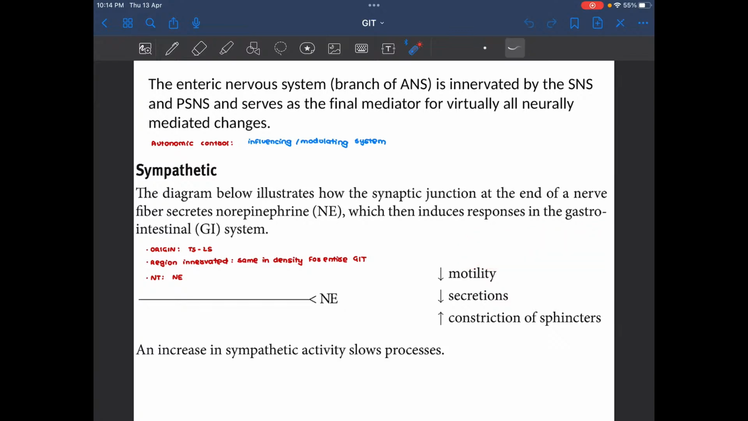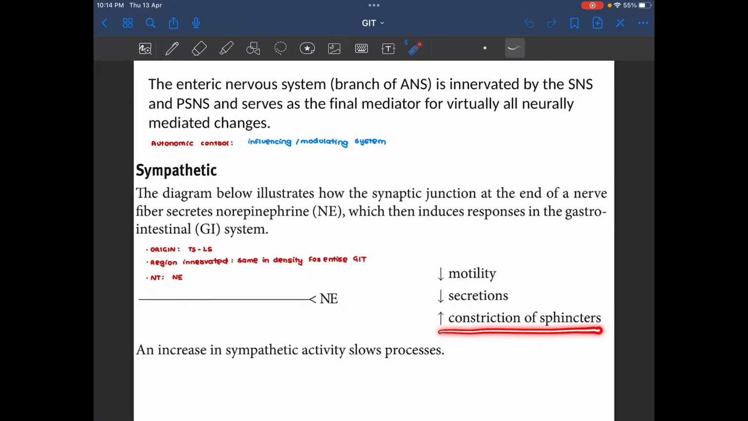Just remember the sympathetic nervous system innervates the entire GIT with the same density, so there is no spatial difference per se. The predominant neurotransmitter, as we know, is norepinephrine, because sympathetic nerves don't have that enzyme known as PNMT. We've discussed this. So what will the sympathetic nervous system do? It's going to decrease the motility. It's going to decrease the secretions.